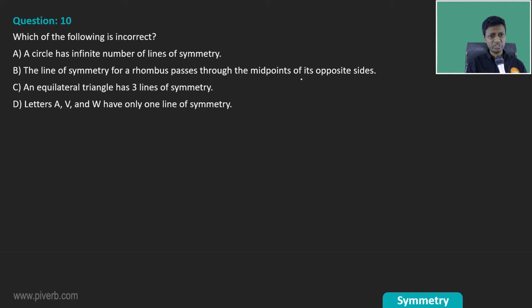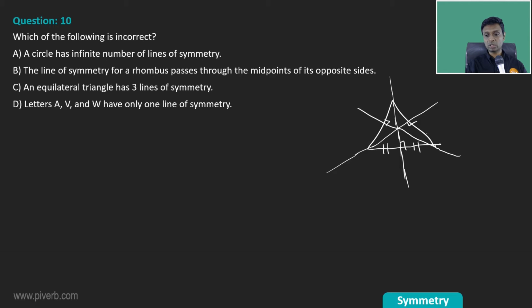Now check out choices C and D. An equilateral triangle has 3 lines of symmetry. It looks to be true. Draw the line through one vertex through the midpoint of another. This is perpendicular. This folds onto this. Perfectly fine. If you draw this altitude, that will also work. If we draw this altitude, that will also work. It does have 3 lines of symmetry. Some other random line will not be a line of symmetry. So this is definitely correct.